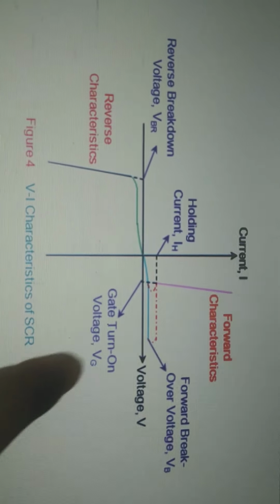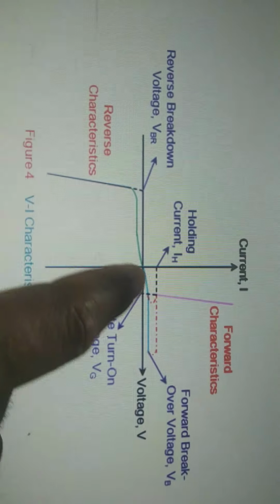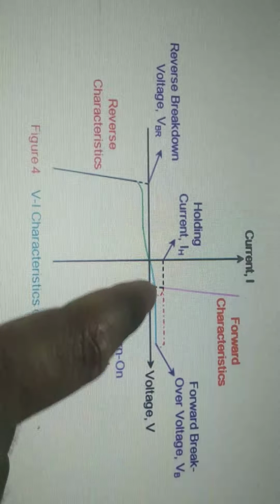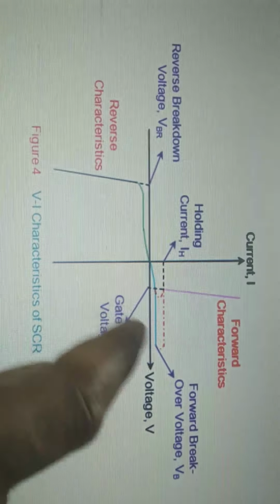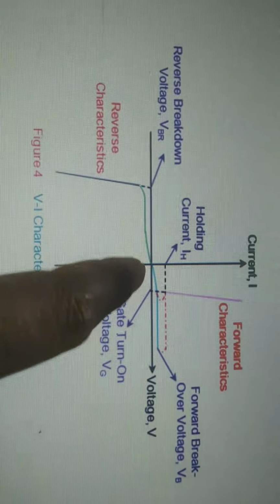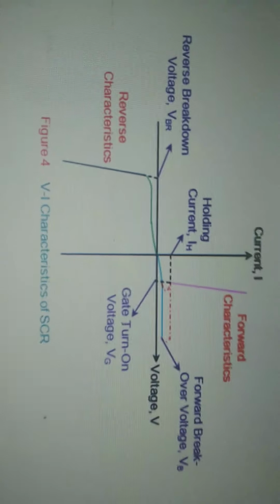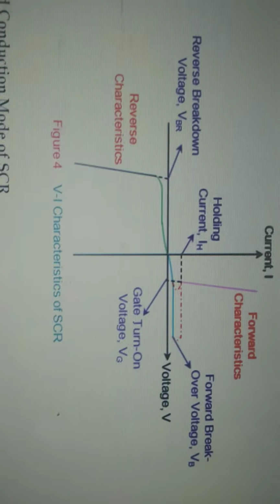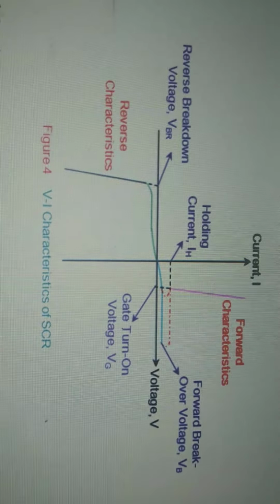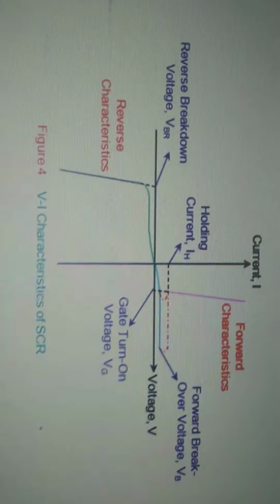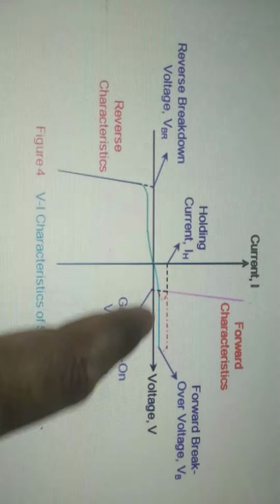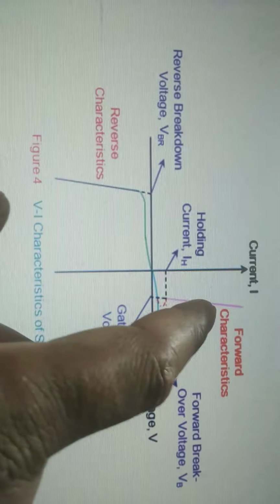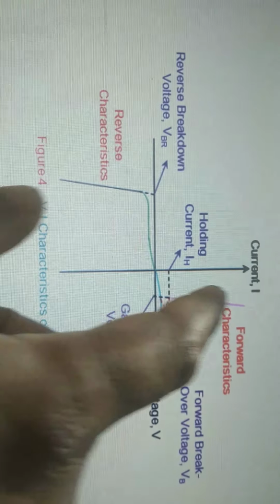When we see the last mode of operation, once the device is forward biased and we keep on increasing the voltage, after some forward breakover voltage the junction J2 is going to break down, hence it allows the current to flow like this. This pink line indicates the current increasing at a time.